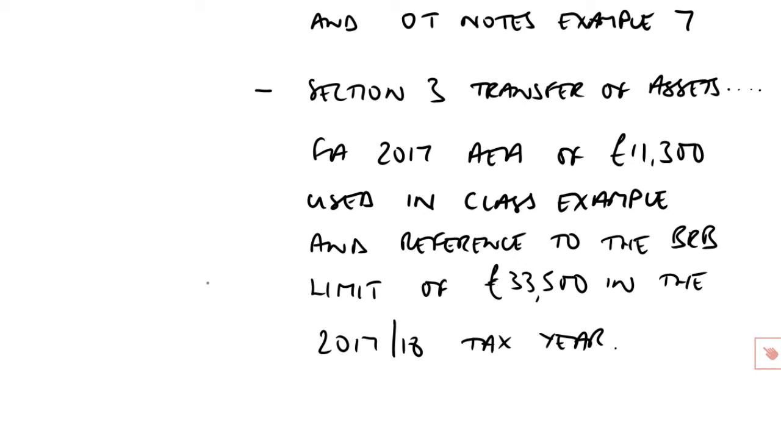Now, in examples that we do, primarily they're class examples in point of fact, again, as it's the FA 2017 lecture, it's going to be using the basic rate band limit of £33,500 that applied in the 17-18 tax year. The only difference for us, of course, is that now we would be using the £34,500 basic rate band limit that applies for our tax year, the 2018-19 tax year.